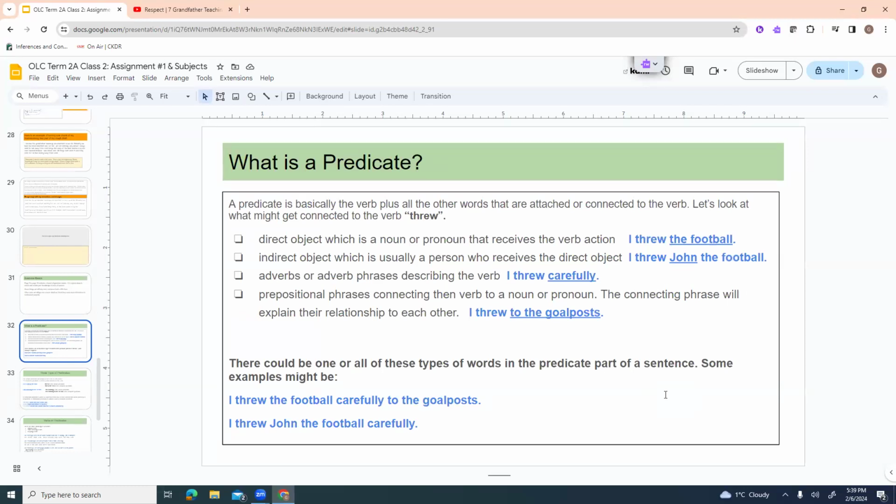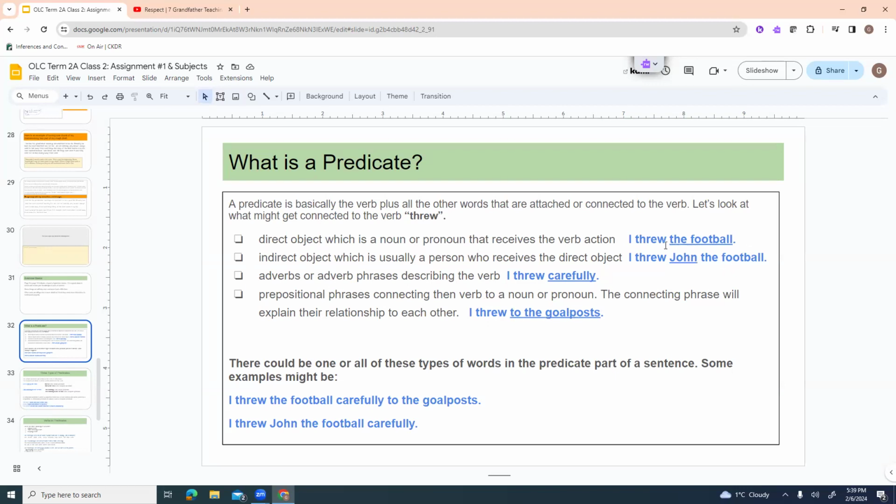A predicate is basically the verb plus all the other words that are attached or connected to the verb. So let's look at what might get connected to the verb. You might have a direct object, which is a noun or a pronoun that receives the verb action, like I threw the football. An indirect object might get attached. That's usually the person who receives the direct object. I threw John the football. So John's the person that caught the football. Or an adverb or adverb phrase describing the verb. I threw carefully. And then we could have a prepositional phrase such as I threw to the goalposts.